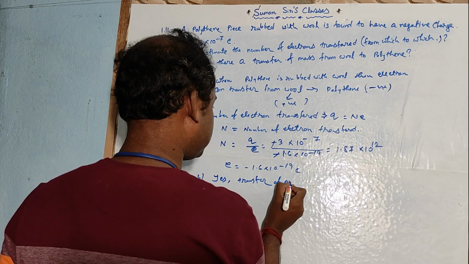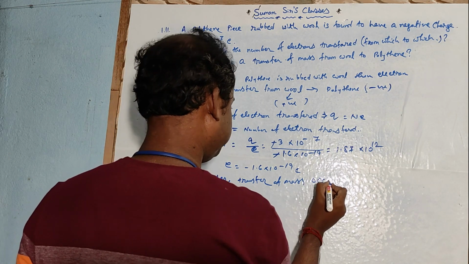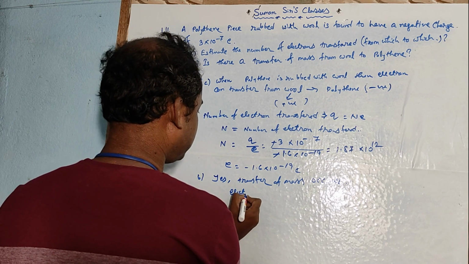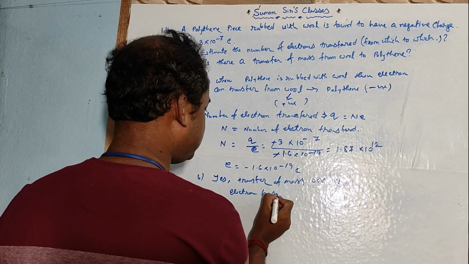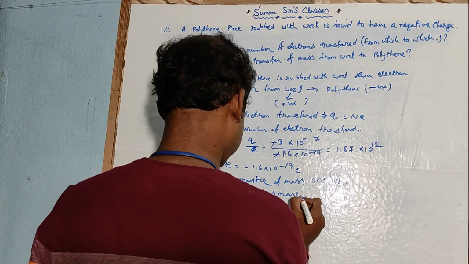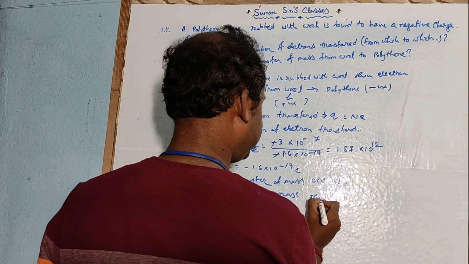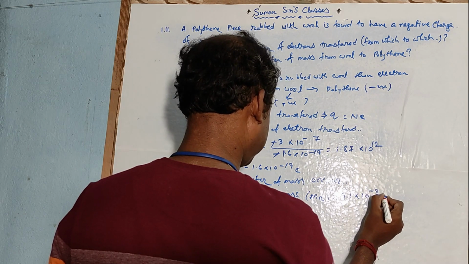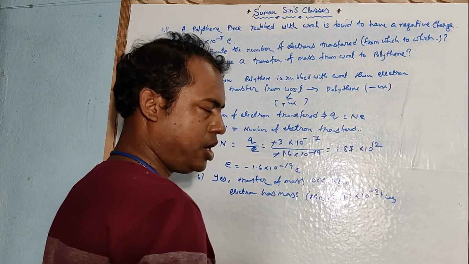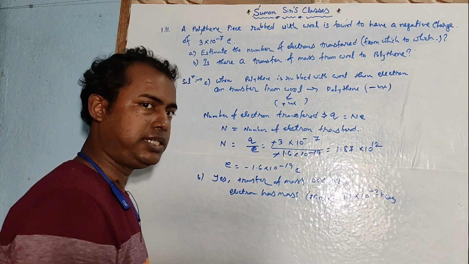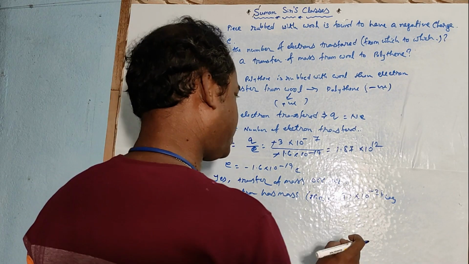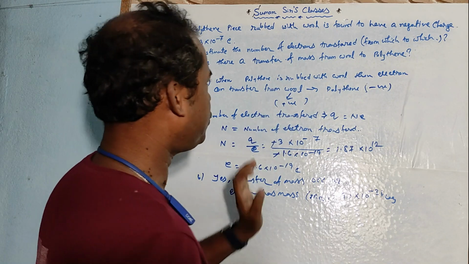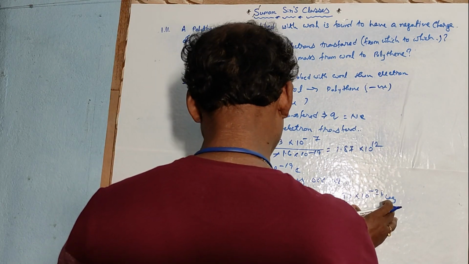Transfer of mass occurs. Now, the electron has mass, written as m_e, equal to 9.1 × 10^-31 kg. So it is very much negligible. But since a transfer of mass occurred, we want to calculate, according to the question, the transfer of mass in this case. So this one is the value of the electron mass.